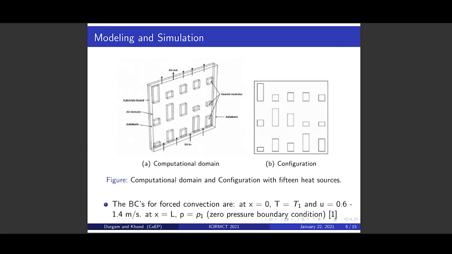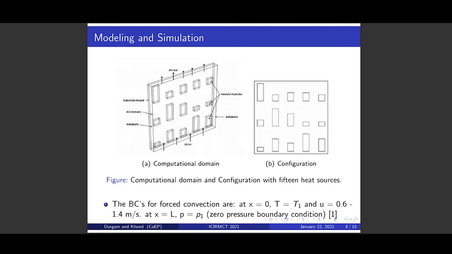Modeling and simulation. In modeling and simulation, the computational domain and configuration are shown in figure A and B respectively, and the arrangement of 15 discrete heat sources in a particular configuration on the substrate board. The inlet and outlet velocities are as shown in the figure.